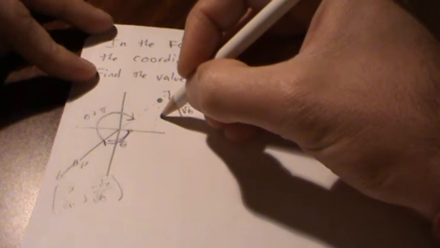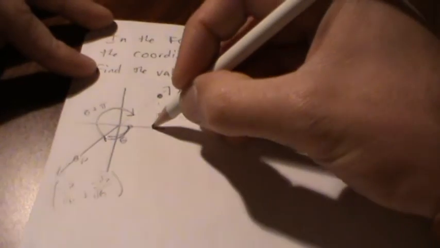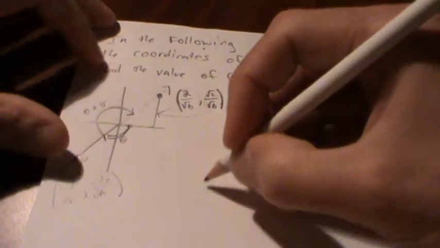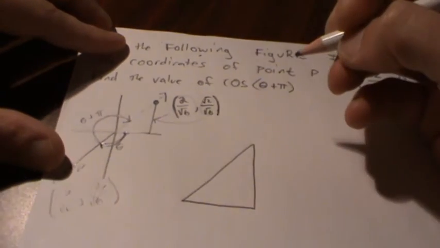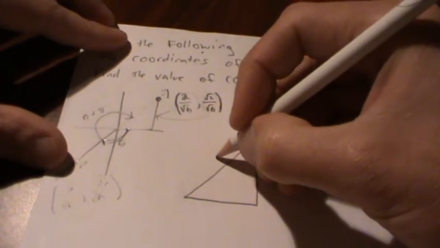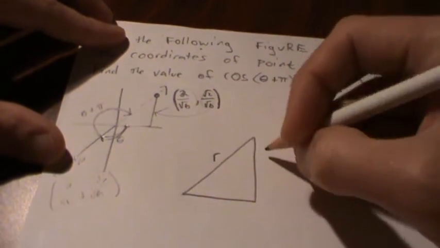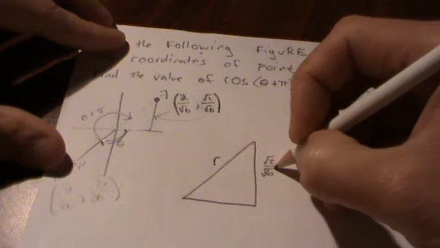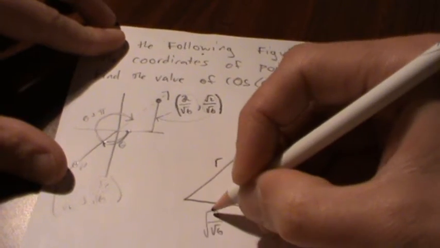Okay? And so that basically tells me that this length here is, since this is a y coordinate, that tells me this distance. Since this is an x coordinate, that tells me this distance. So I'm going to take this triangle out, and I need to find the radius value right there. And I know that this is the square root of 2 over square root of 6, and this is 2 square root of 6.